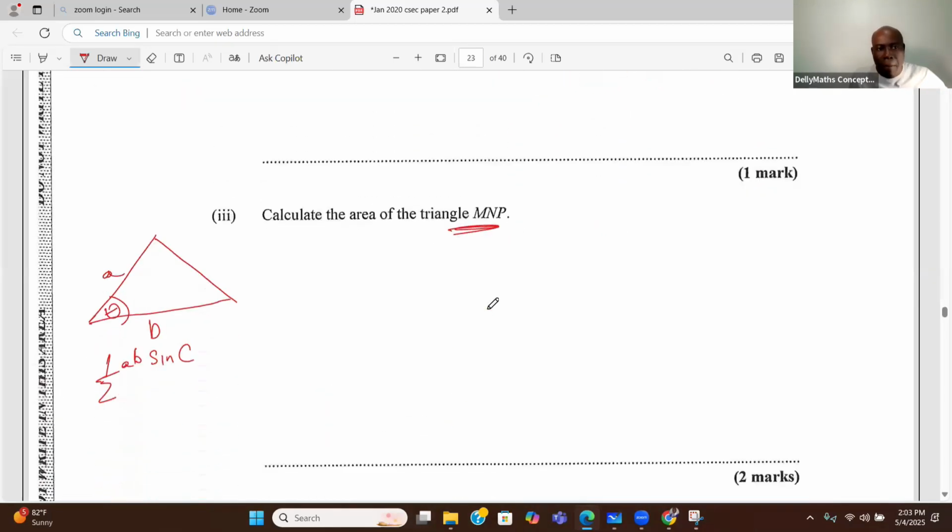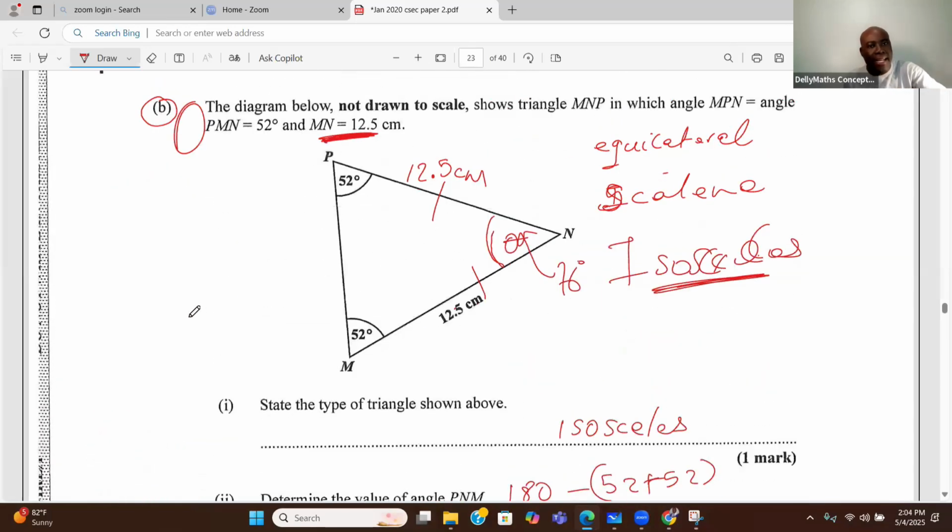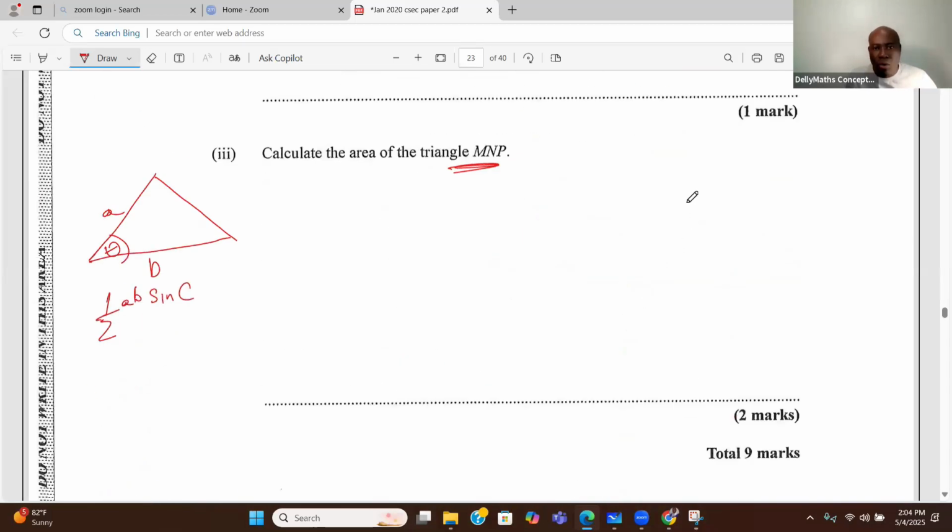So basically then for this one, to find the area, look, 76 is what we just found, and 76 is the angle between. So let me show you what we have here. We have our triangle that's set like this, basically. This is 12.5. This is 12.5. This is 76.